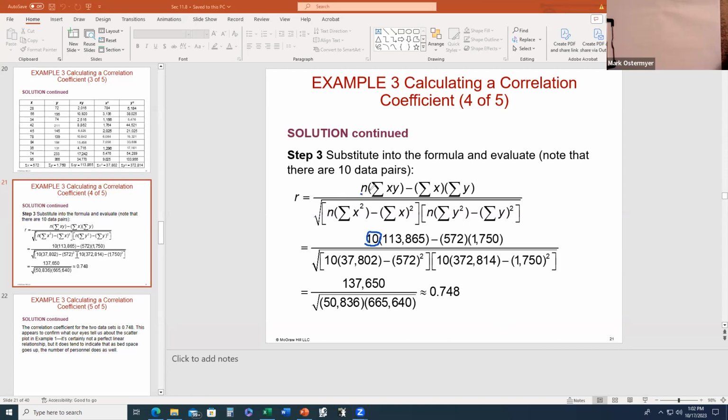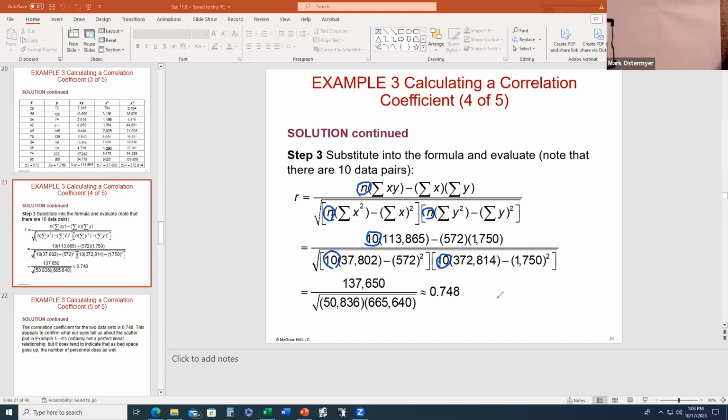That's for this n. And then they put 10 right here because you also have n appearing down here in your denominator. And also here too. Notice you have n here too, so you put 10 here too. And so they also substituted in all the other values where they belong. So do we understand, ladies and gentlemen, where all these numbers are coming from, and how they substituted in all the values?